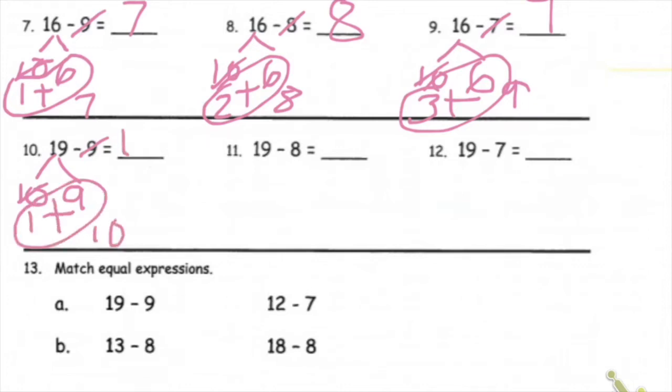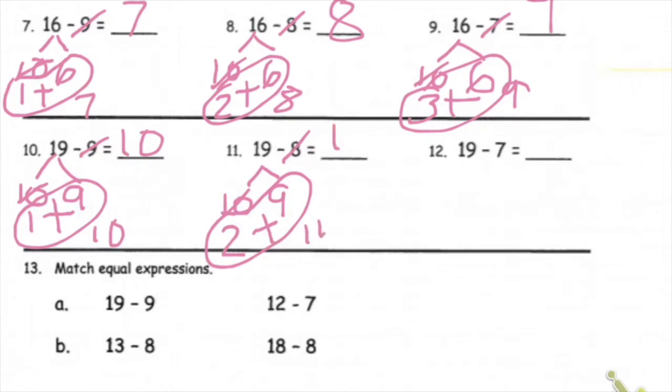There's 10. And then 19 minus 8 is going to be 10, 9. Take 8 from 10. There's 2 left. So 2 plus 9 equals 11.